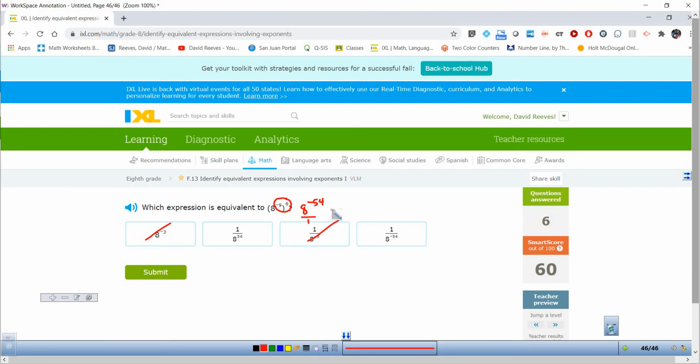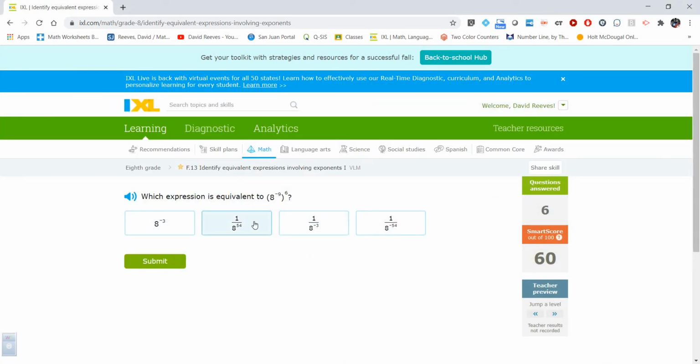Again, I could put it over 1 if I wanted to. And a negative 54 on the top will become a positive on the bottom. Again, we're talking exponents, and a negative exponent on the top becomes a positive exponent on the bottom. So this was the choice we're looking for right there. Okay?